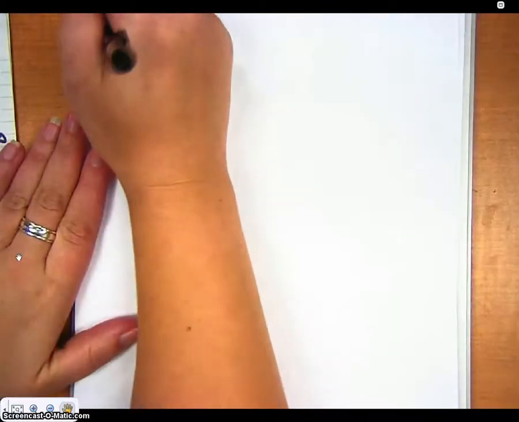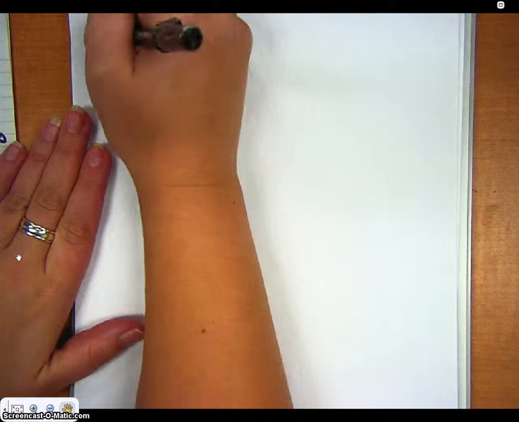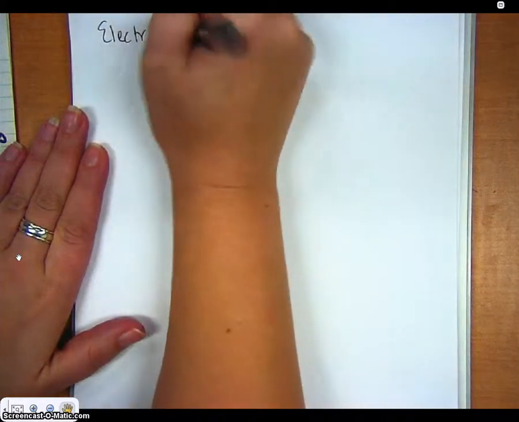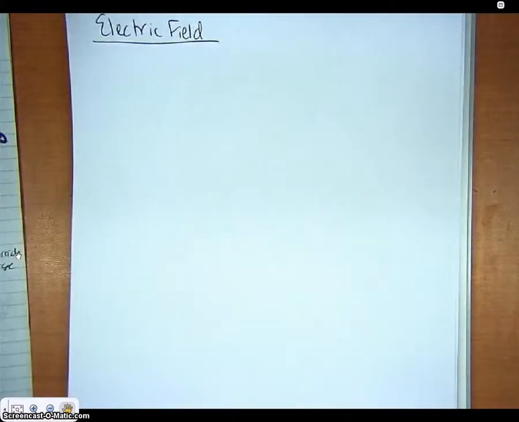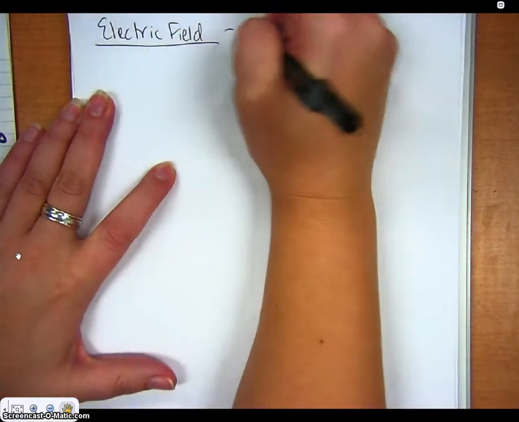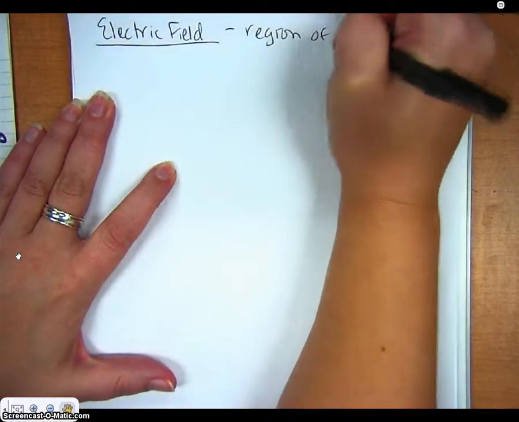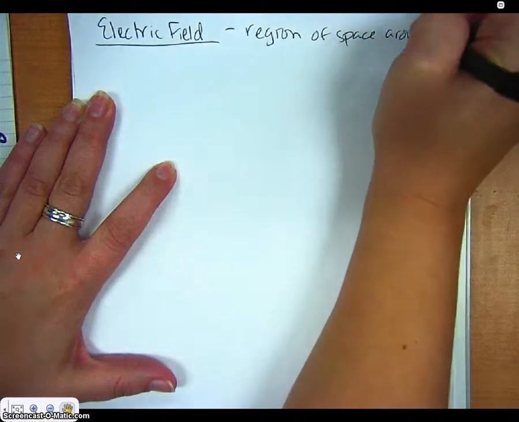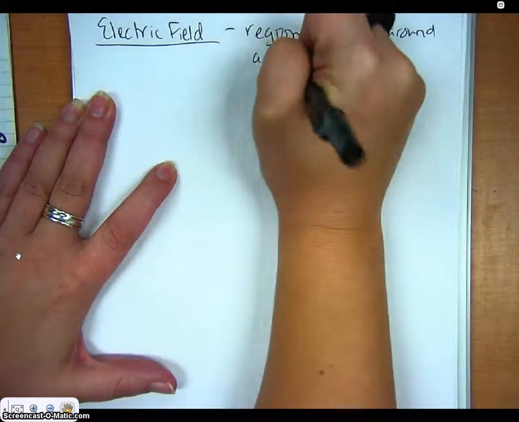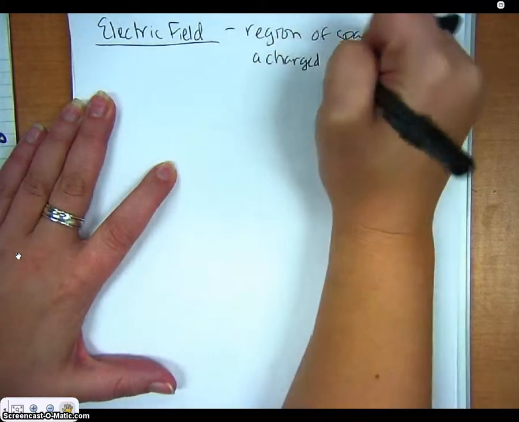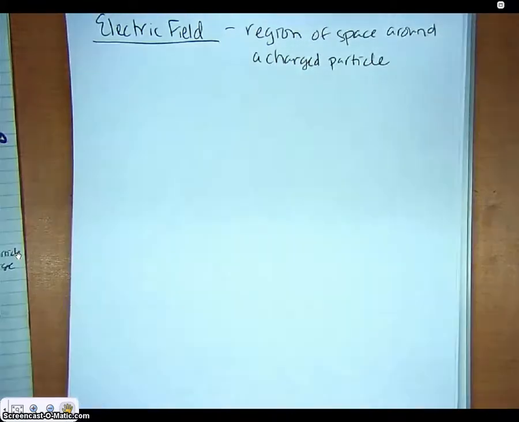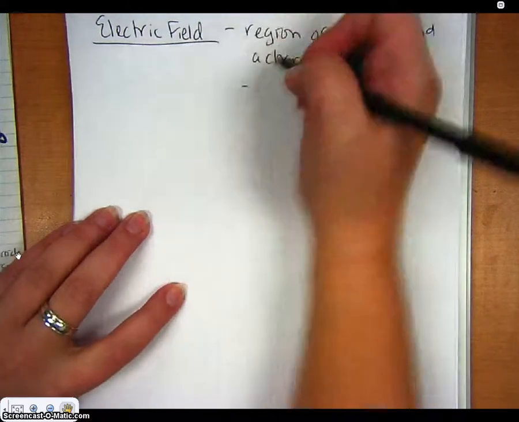Okay, in this video I'm going to talk about electric fields. An electric field exists because this is a field force, right? A field is a region of space around a charged particle. Okay? So when another charged particle enters into the field, then the force arises.